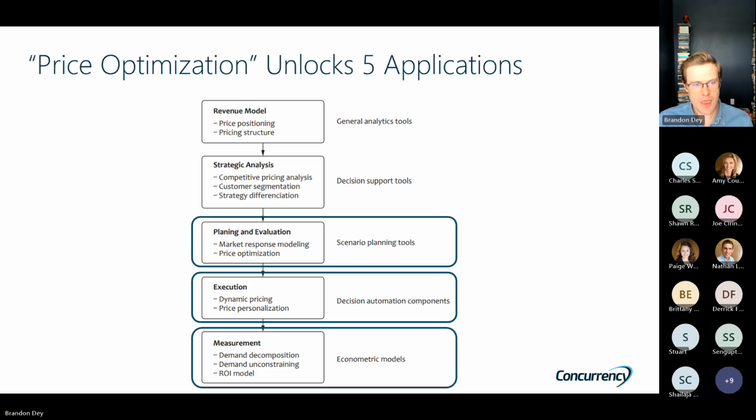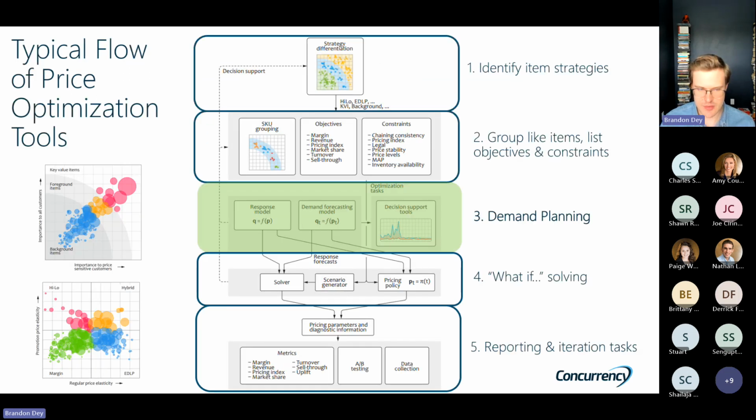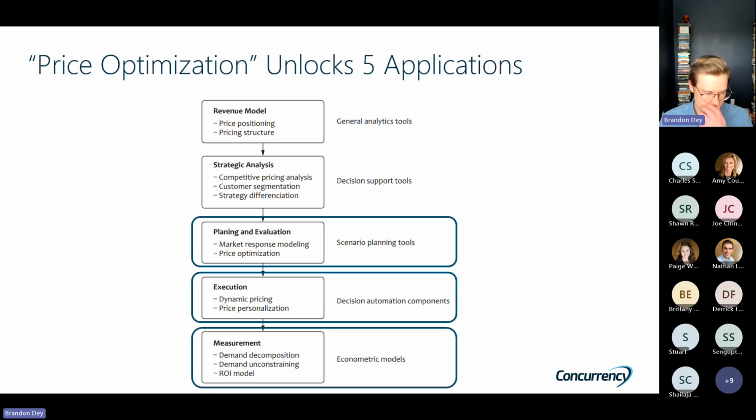Really what we're talking about here is planning and evaluation. That's where price optimization lives. And then in the execution area, measurement. Oh, sorry, I skipped ahead. These are the three areas that we're focused on in this, and I'm going to drill into more specifics.